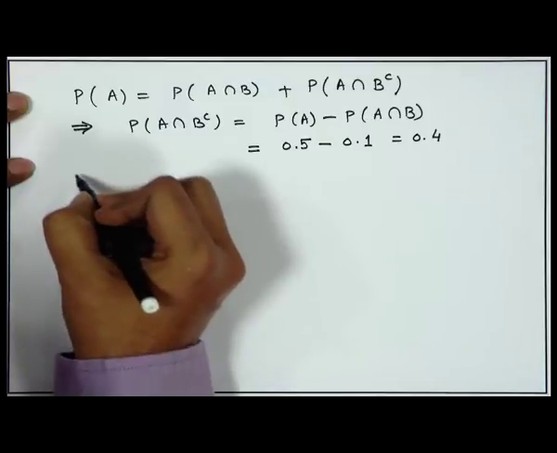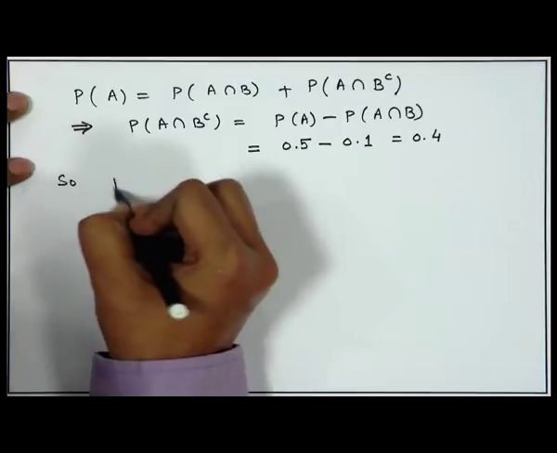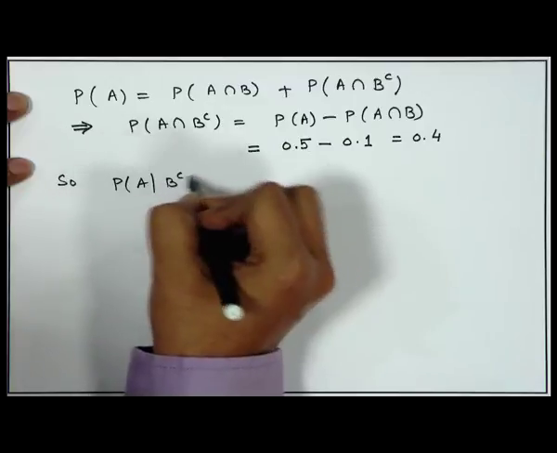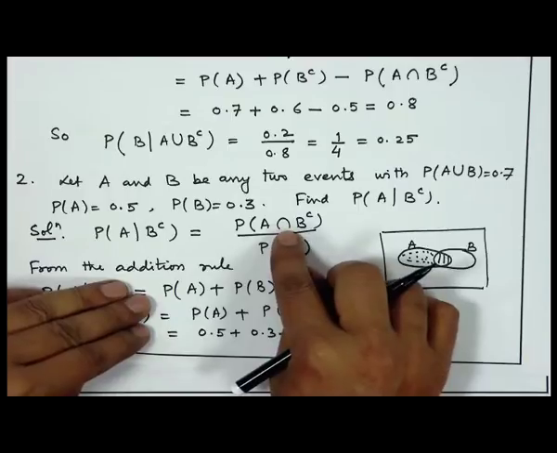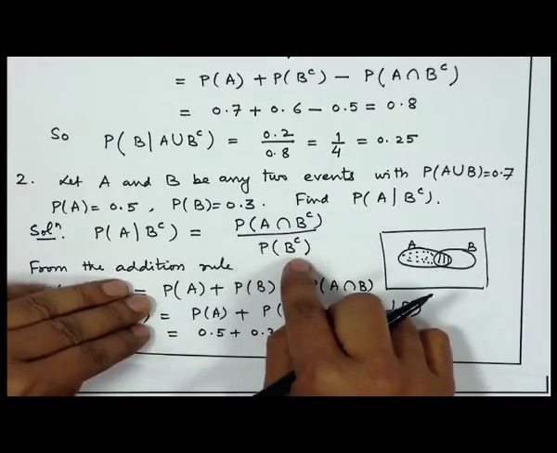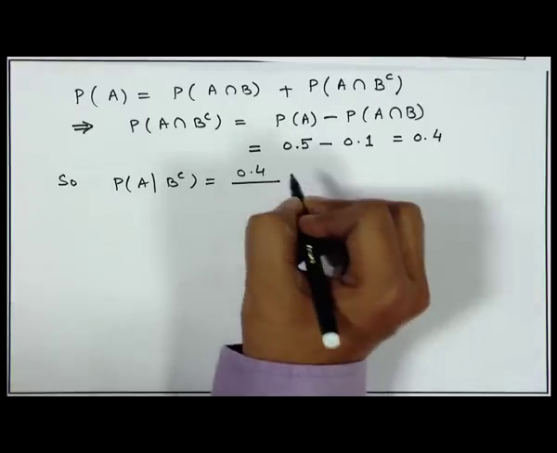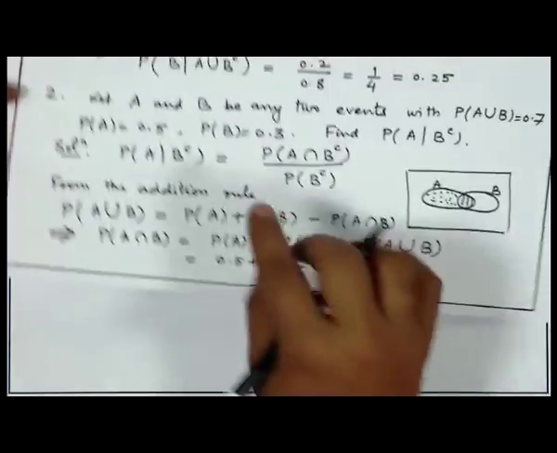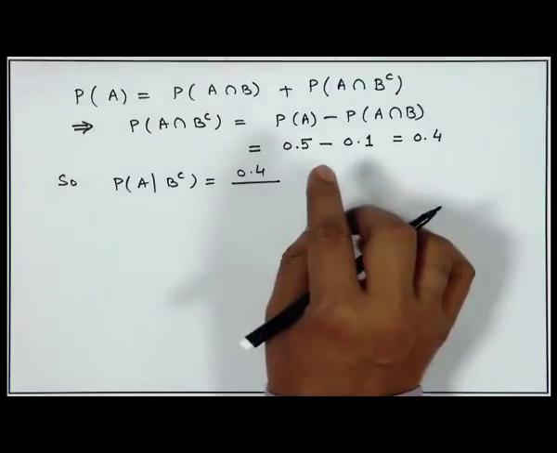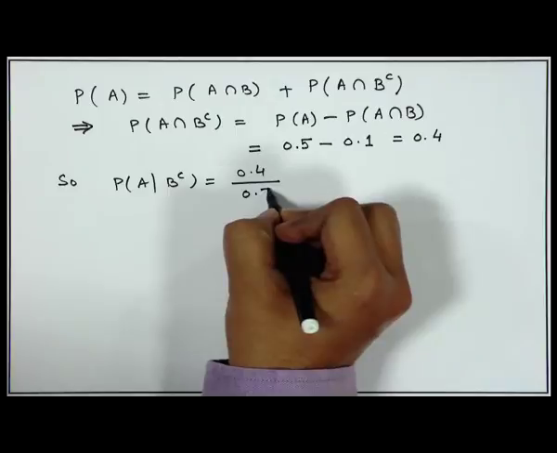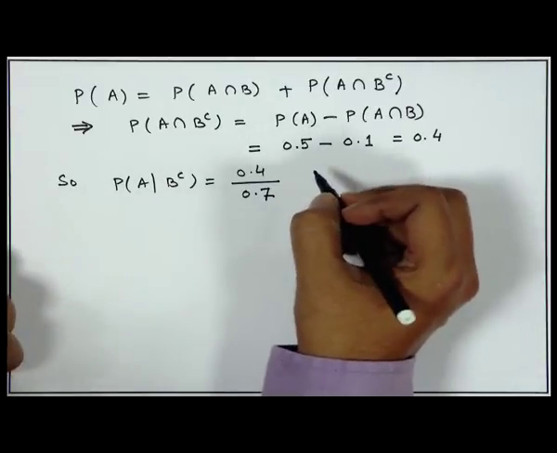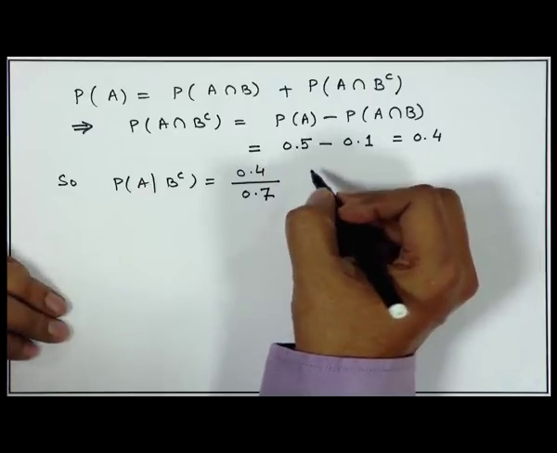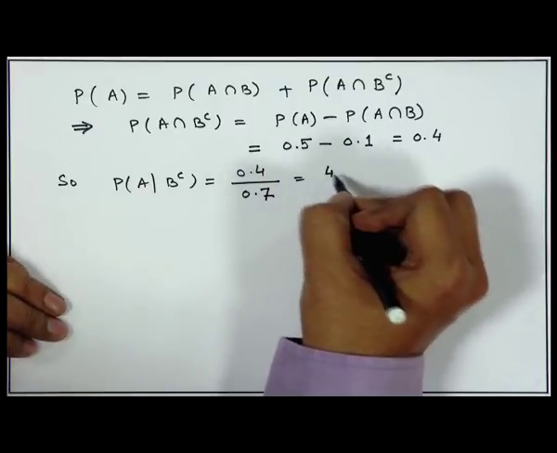So, if we substitute, the probability of A given B complement, we calculated it to be probability of A intersection B complement divided by probability of B complement. So, we substitute the values: 0.4 divided by the probability of B complement, which is 0.7. So, that is equal to 4 by 7.